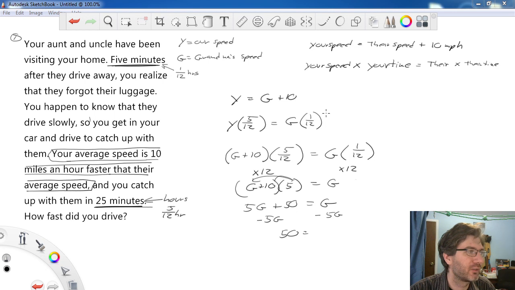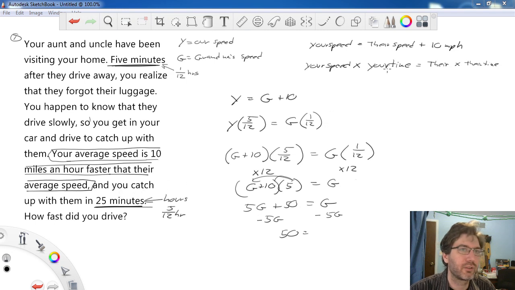Your uncle has been visiting your home. 5 minutes after they drive away, you realize they forgot their luggage. You know that they drive slowly, so you get in your car and drive to catch up with them. Your average speed is 10 miles an hour faster than their average speed, and you catch up to them in 25 minutes.